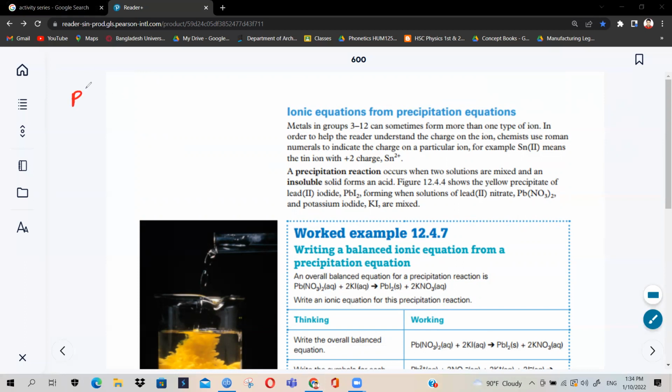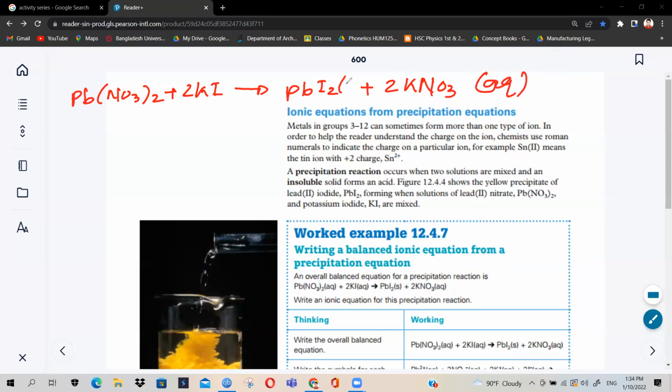So lead nitrate plus potassium iodide, and we've got PbI2, lead iodide, plus 2 KNO3. This is an aqueous solution state. This is a solid state. This is aqueous solution state. This is also aqueous solution state.